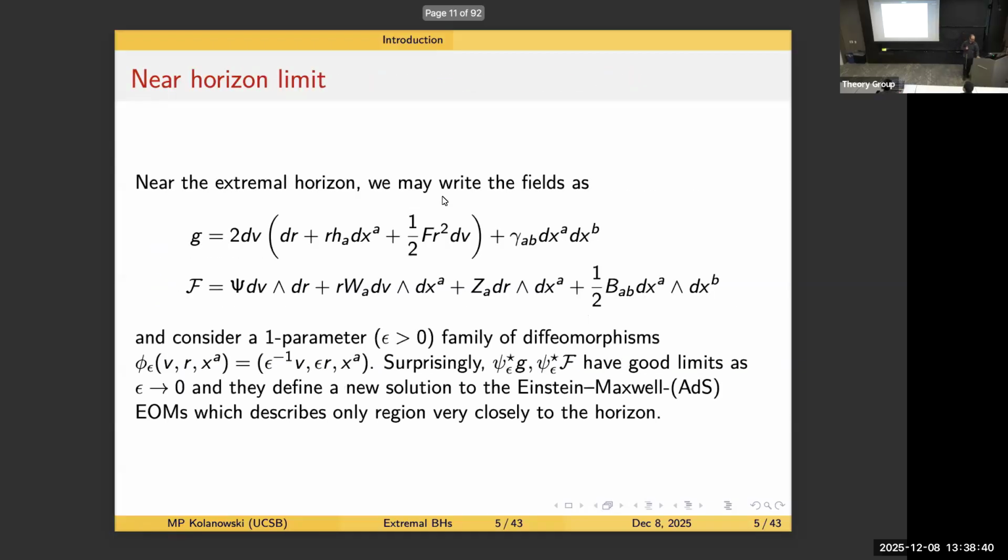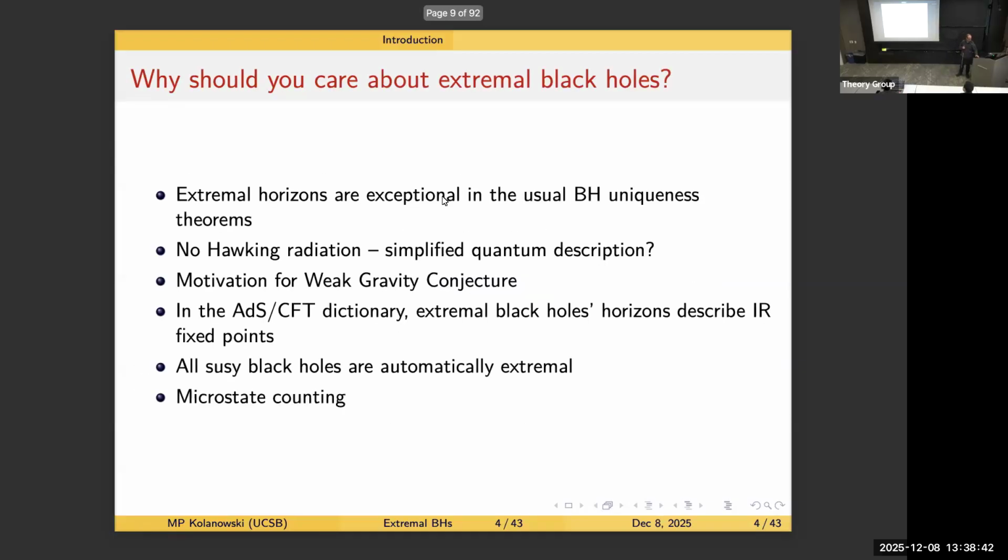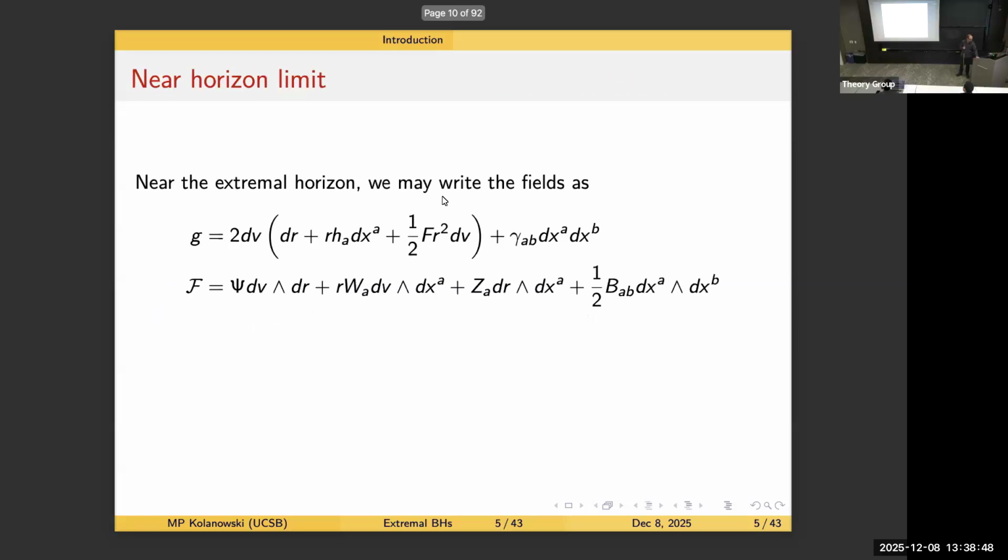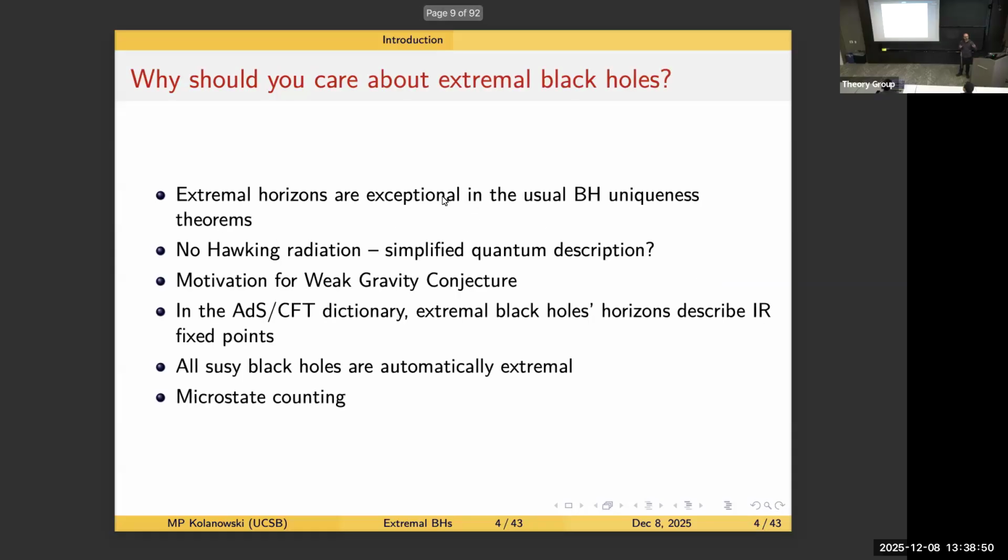So are IR fixed points necessarily described by extremal black holes, or is it just an example of an IR? I would say it's an example, yeah. But it's an example that you generically get in AdS/CFT. I will mention a situation where it's not the case. Okay.